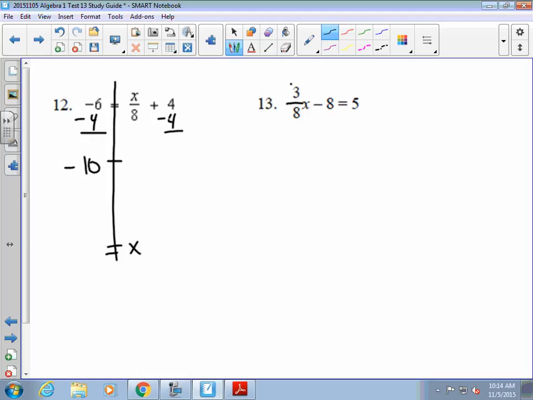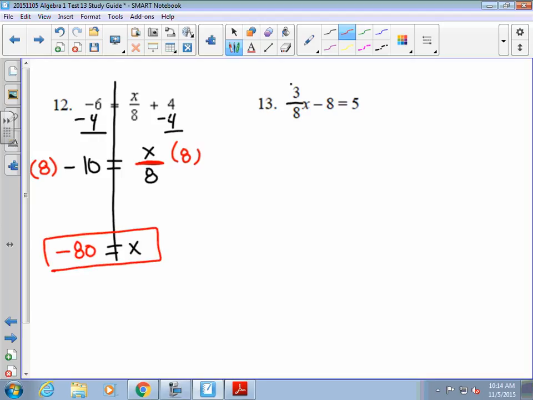So now you have -10 is equal to x over 8. We still don't have x by itself. We have x over 8, which means x divided by 8. So cancel out divide by 8 by multiplying by 8. You multiply the right, do the same thing on the left. Positive times a negative is going to be a negative, and 8 times 10 is 80. So x is -80.